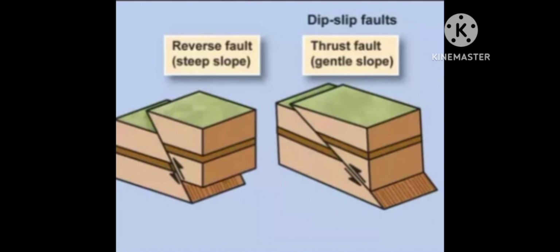In a reverse fault, the block above the fault moves up relative to the block below the fault. This fault motion is caused by compressional forces and results in shortening. A reverse fault is also called a thrust fault if the dip of the fault plane is small.